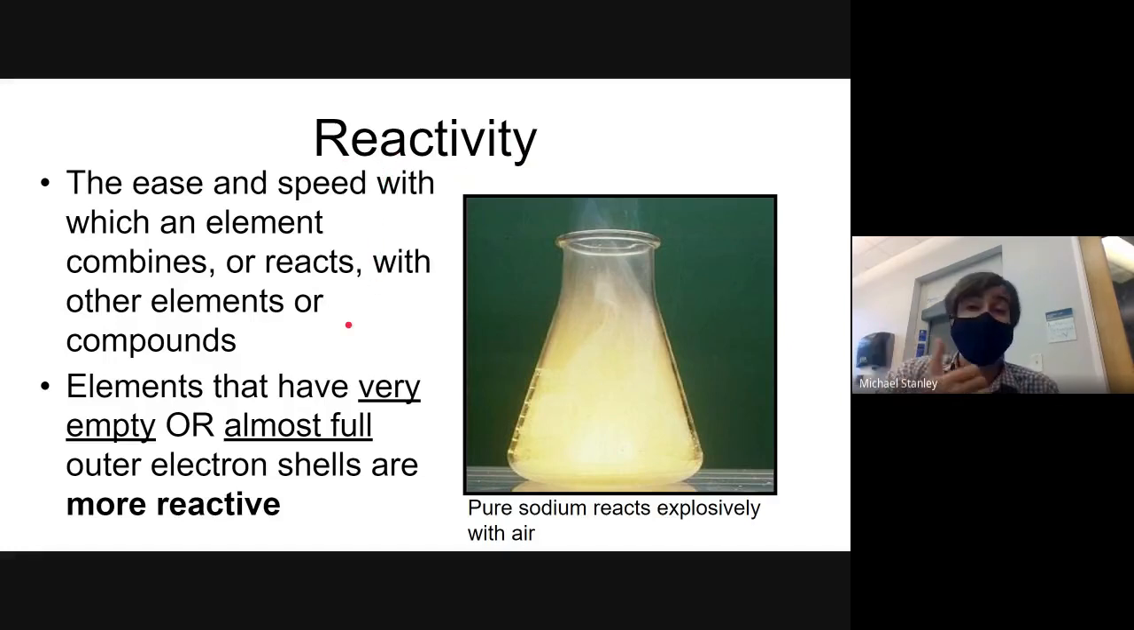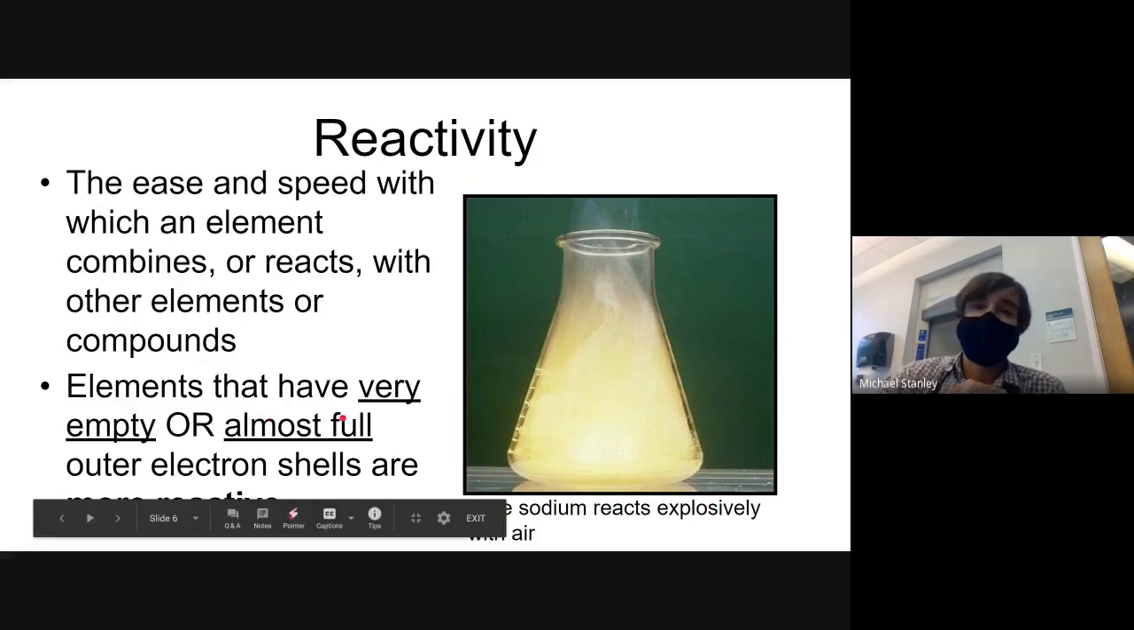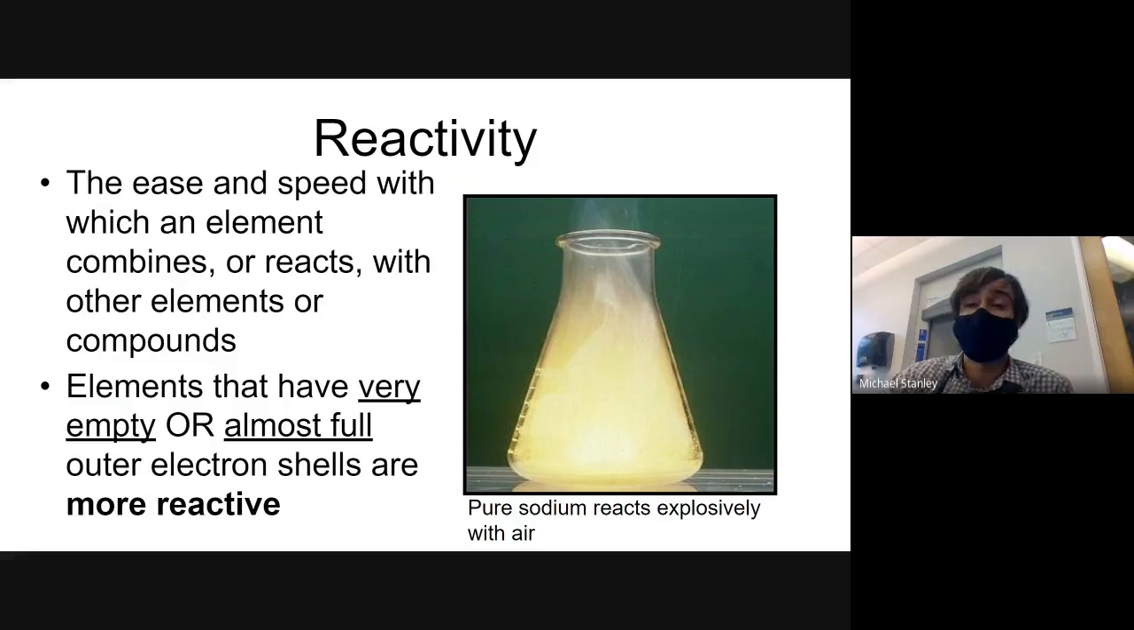Atoms like sodium and chlorine are very, very reactive because their outer shell, for sodium, is very empty, but for chlorine, it's almost full. So the closer they are to having those 8 outer electrons on their shells, the more reactive they are. Like, the more they really want to have that outer 8 shell. Sodium really wants to give away that 1 electron hanging out on its third shell. And chlorine really wants to take an electron from another atom so it can have a full set of 8 on its third shell.